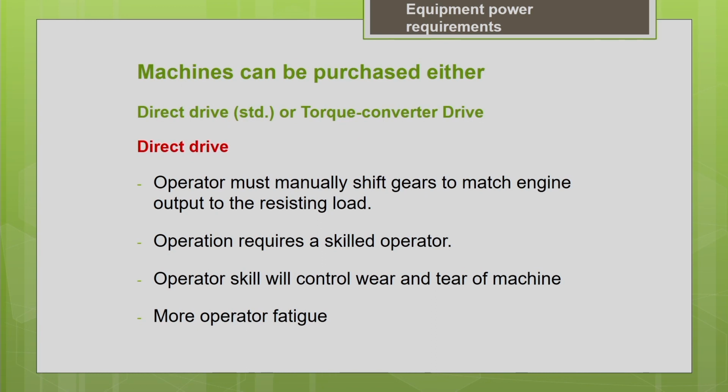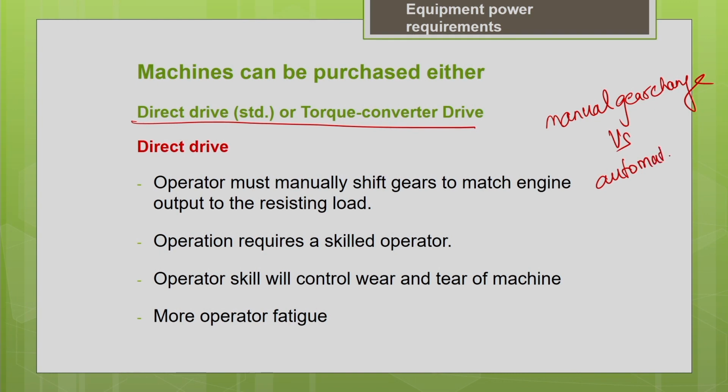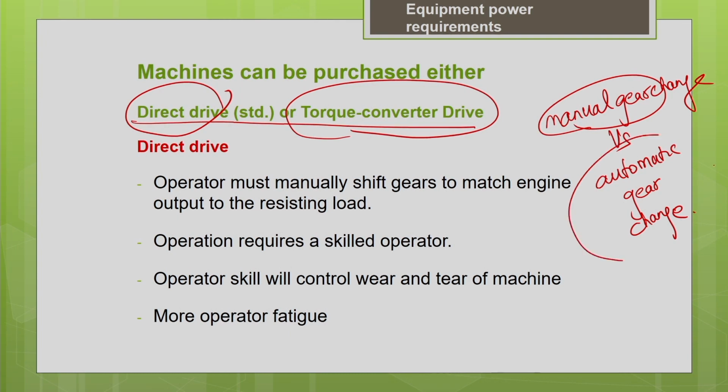Another important thing to be noted is that when you purchase machines, depending upon the mode of transmission, you can call it a direct drive based machine or a torque converted drive based machine. In a simple way to say, it is nothing but manual gear change versus automatic gear change. Basically, direct drive is nothing but manual gear change, and a torque converted drive is called automatic gear change.